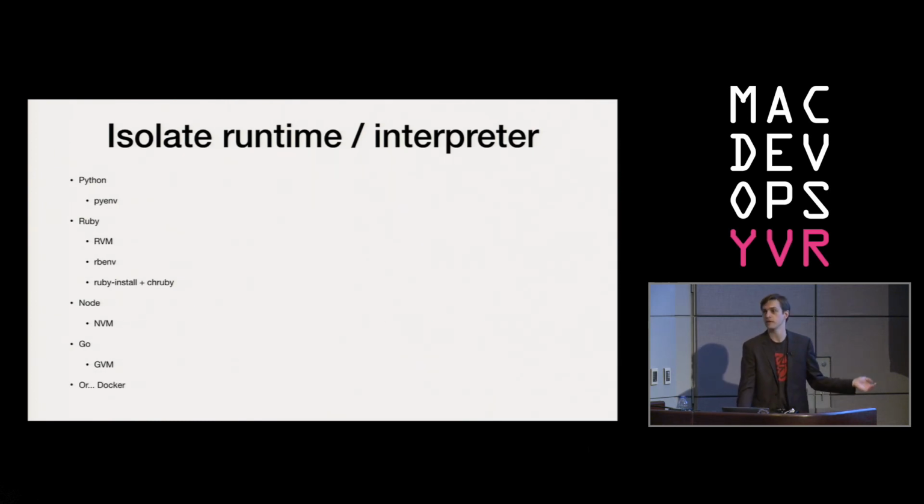Or if you're using Docker, then all those programming languages already have Docker images that are versioned to a given version. So you can already run your code through a Docker image that is tagged with a specific version of Ruby, for example.